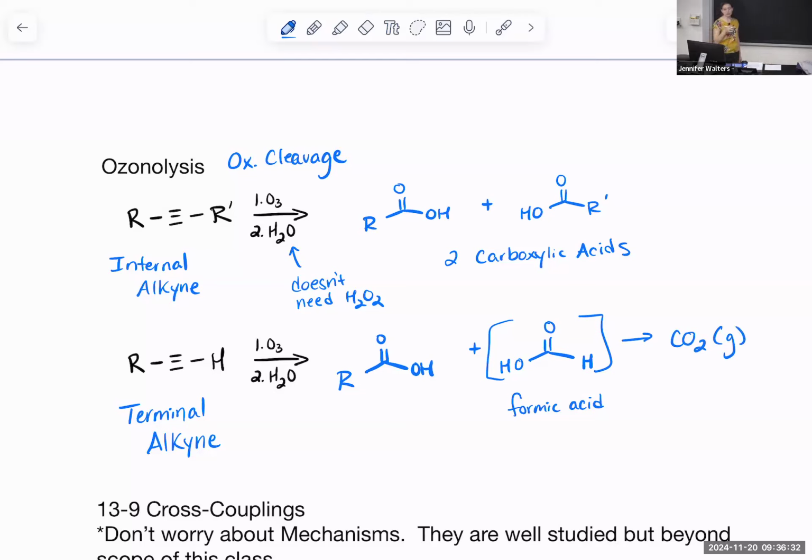So on a terminal alkyne, you'll see bubbling out. The bubbles indicate the production of gas. So for a terminal alkyne, you see that carbon dioxide bubble out. So you get one carboxylic acid that you see, one organic product, and one inorganic, not organic product of carbon dioxide gas.